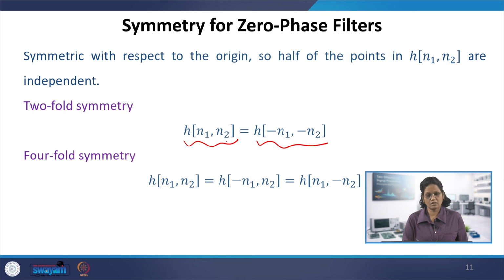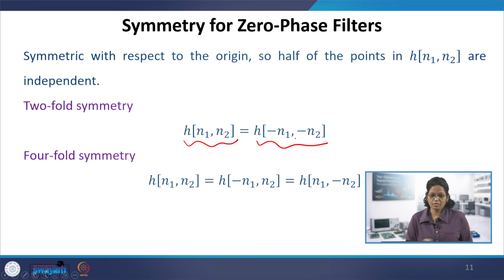Suppose n1 and n2 are 1 and 1. This would have h of minus 1 and minus 1. The twofold symmetry is like folding with respect to the origin: we fold it this way, to minus 1 and minus 1, and minus n2 this way. This only has equal coefficients for n1 and minus n1, n2 and minus n2.